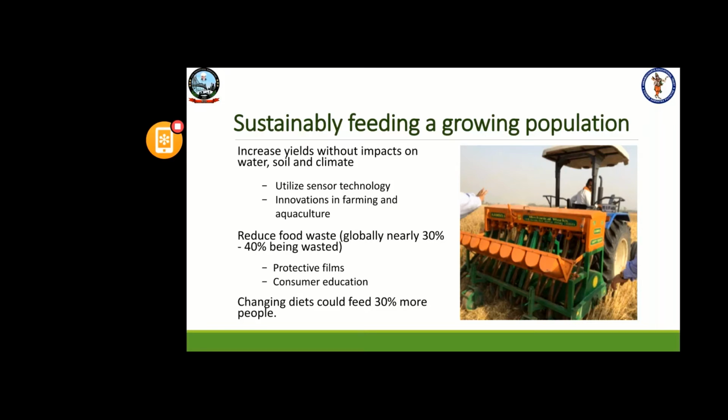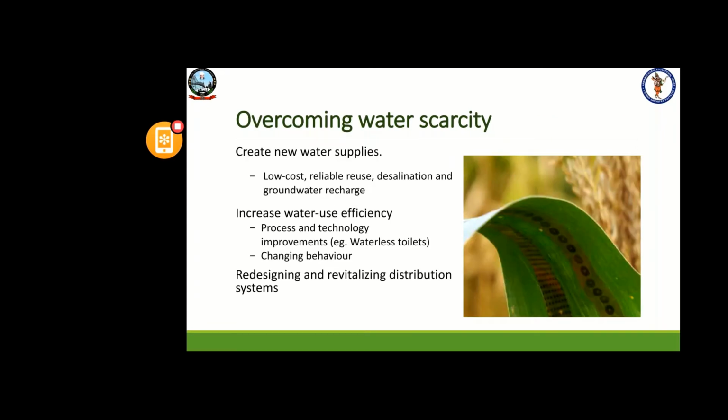Similarly, you can use protective films and consumer education. Changing diets should also feed 30% more people. No person should be hungry.